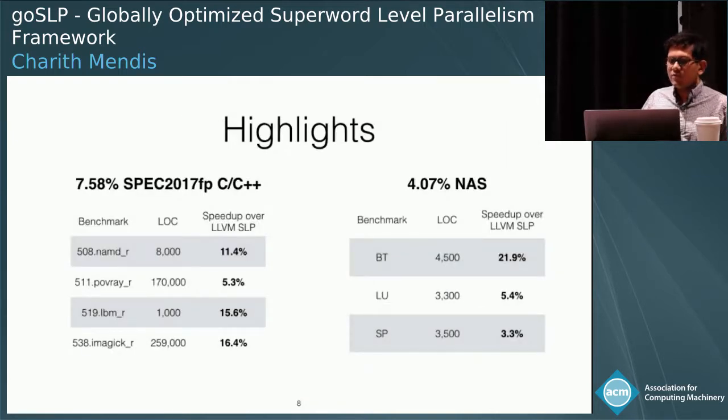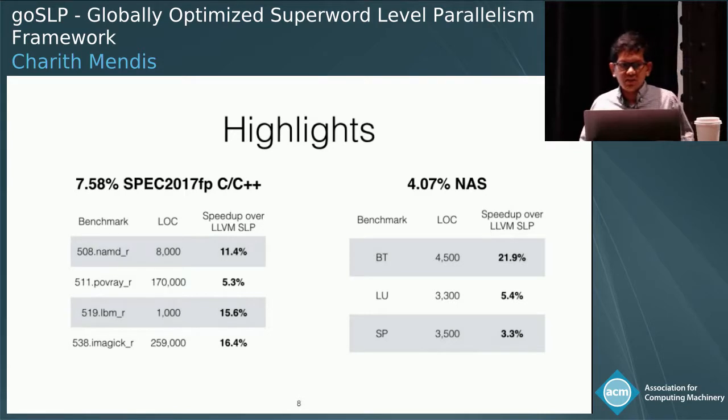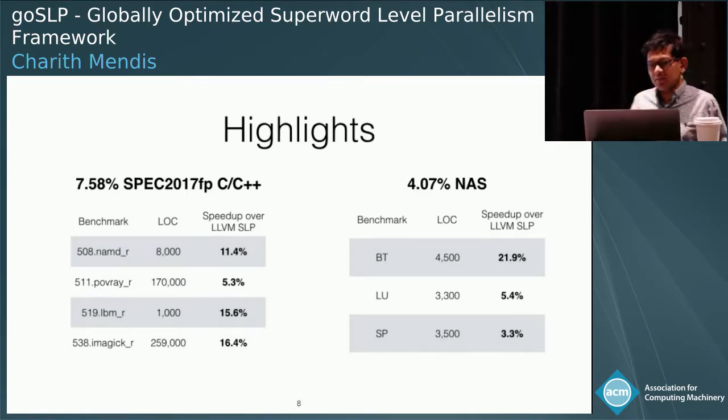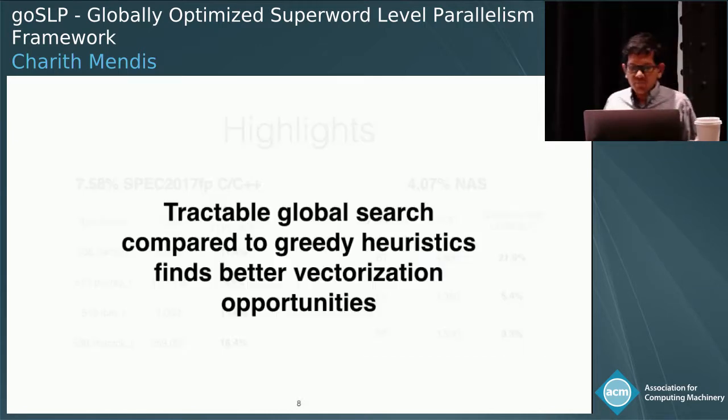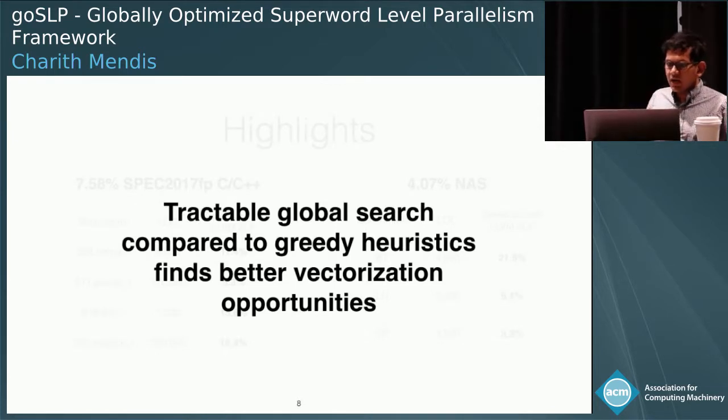By doing so, we show that we can achieve more than 7.5% speedup on SPEC 2017 FP C++ programs. For example, if you look at a benchmark like ImageMagick, which has more than 250,000 lines of code, we achieve an end-to-end speedup of more than 16% compared to LLVM's existing SLP implementation. So, we have shown that a tractable global search can achieve better speedups and uncover better vectorization opportunities compared to greedy heuristics.